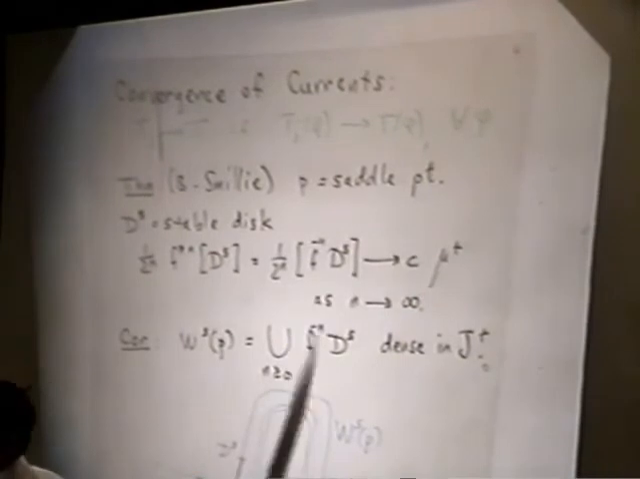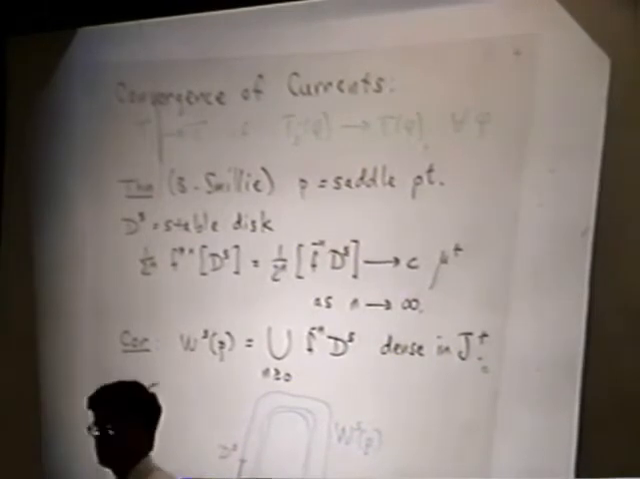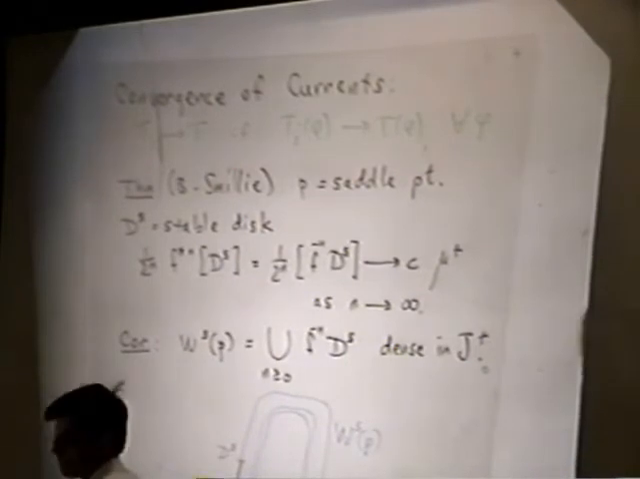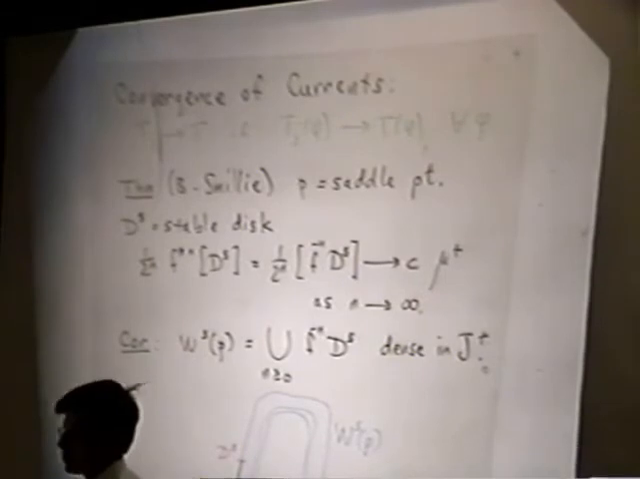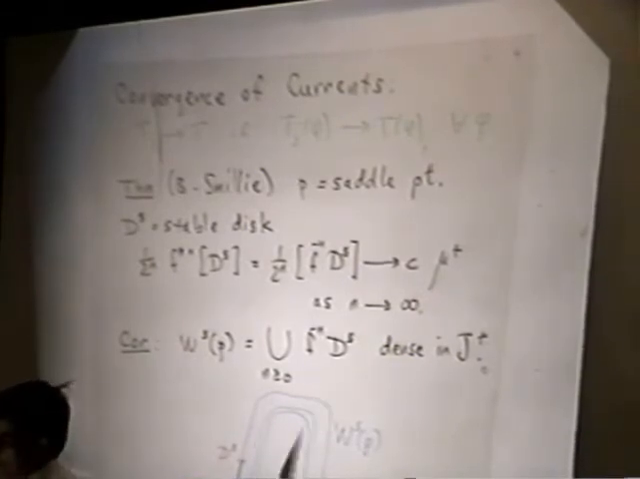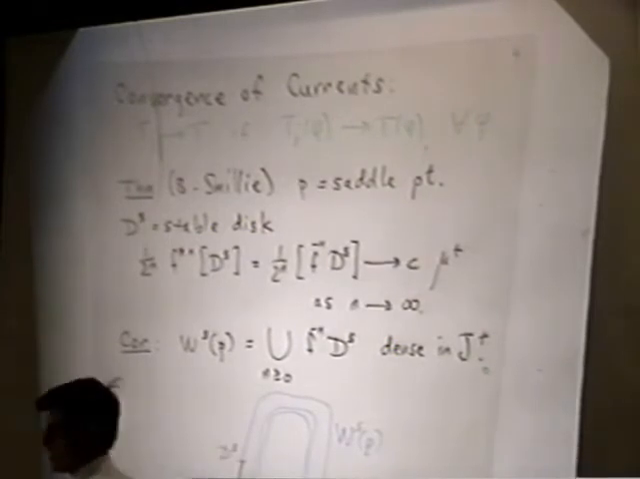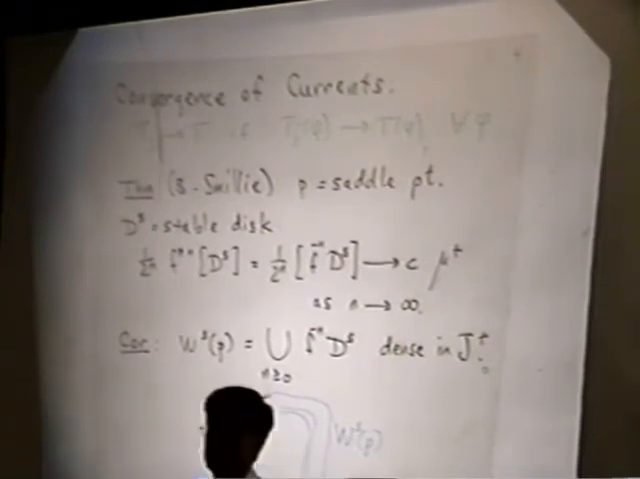So we take this stable disk. We look at this current of integration. We normalize it by dividing by 2 to the n, and we get some positive constant multiple of the current mu plus. And so what this gives us, we know that the support of mu plus is exactly J plus. So we also know that if we take any stable disk and pull it backwards in time, we fill out the whole stable manifold. So that tells us really that the stable manifold is dense in J plus.